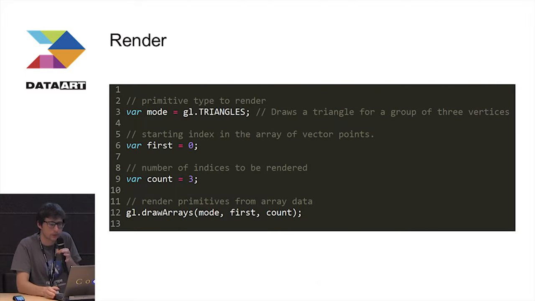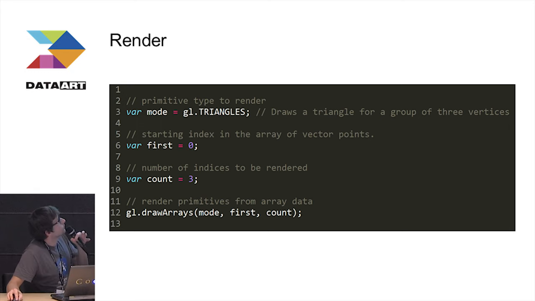So the last thing we need to do is just render. So we are supplying three parameters to the drawArrays API function. The mode is GL triangles. It means that we draw a triangle for each group of three vertices. So we're starting from the very beginning and we actually pass 3 points to drawArrays. And here we'll see the real example.